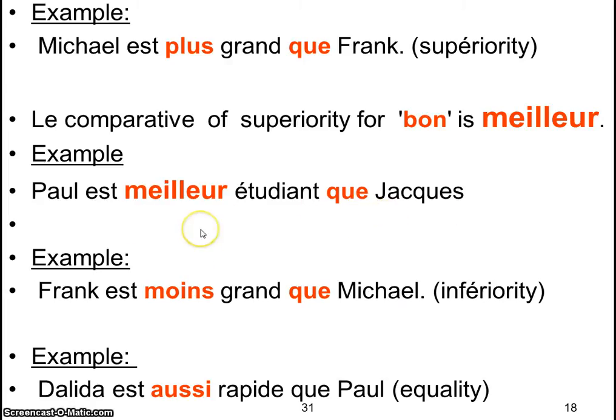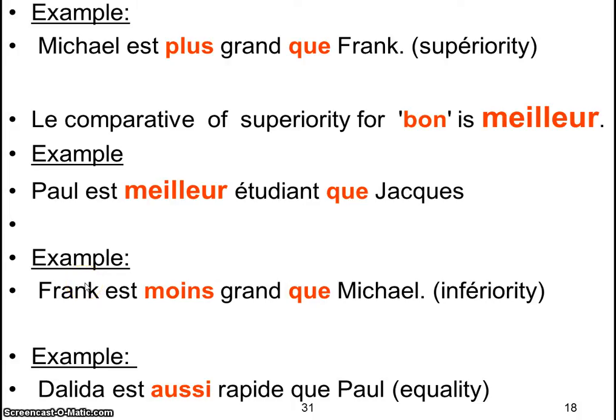Okay, but now let's go for inferiority. Frank est moins grand que Michael. So if Michael est plus grand que Frank, Frank est moins grand que Michael. Now once again, let's say here we had Michelle. You will say Michelle est plus grande que Frank, and then Frank est moins grand que Michelle. So remember, this adjective goes with the noun that precedes it.